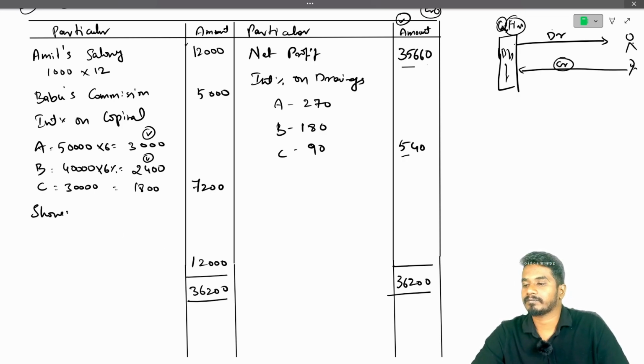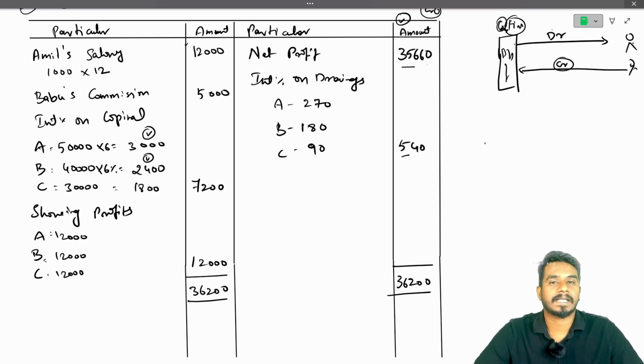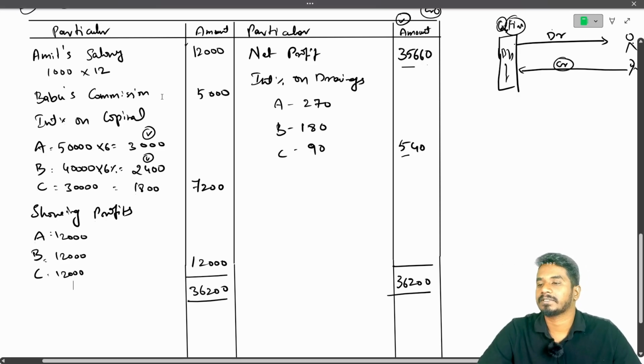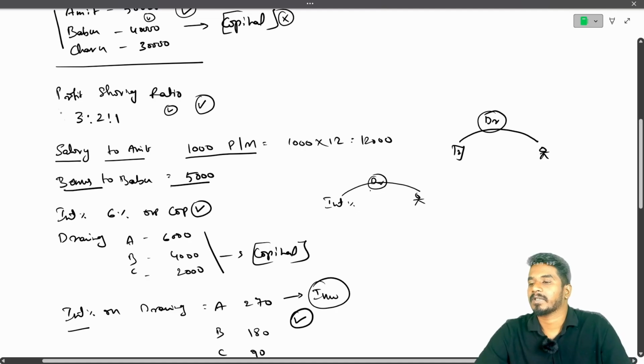Sharing profits. So A, B, C. Three partners we have. So we need to divide among them. So 12,000 is to be divided. So what is the profit sharing ratio given in the question? Check for that. 3 is to 2 is to 1, I think. Yes. 3 is to 2 is to 1.